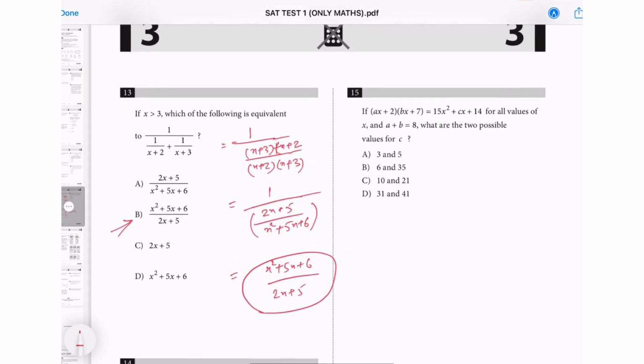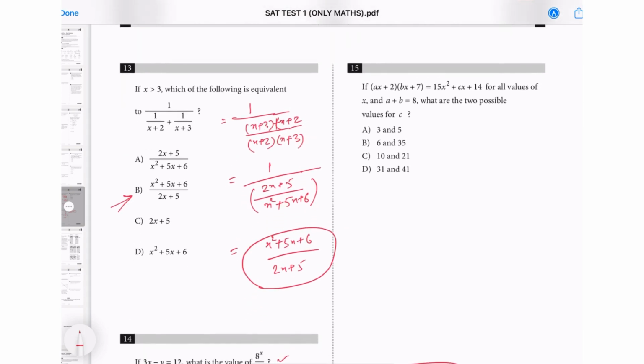Going to question number 15. An equation is given. For all values of x means the coefficients of x square, x and the constant term can be equated. A plus B is 8. What are the two possible values of C? We need to find C. See, always see what is given and what is asked.